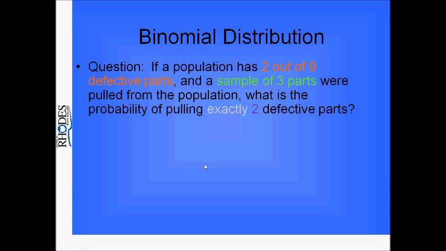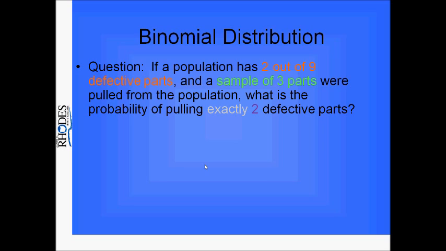Alright. This can get a little tricky at first, but I think I've got this presentation set up to explain it very clearly. And I also got some color coding going on so that hopefully you can see where my numbers are coming from. Alright, so we got a question here.